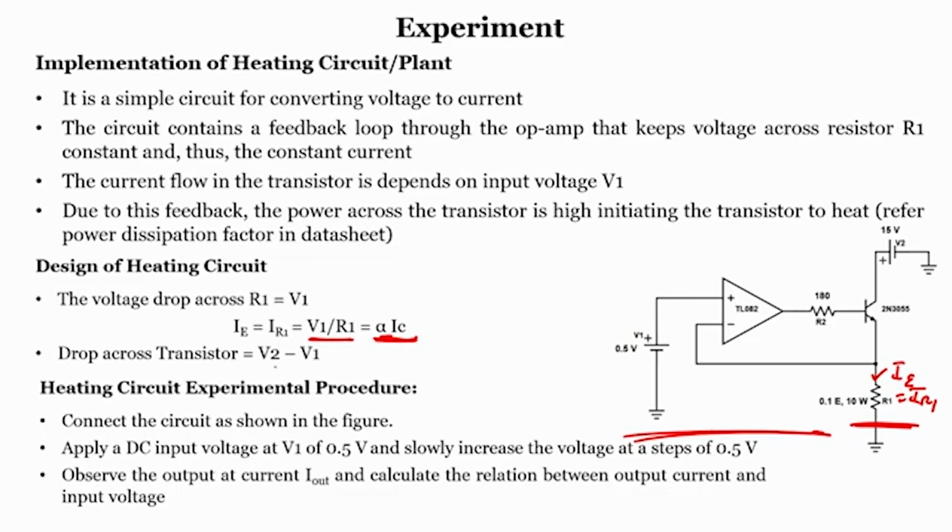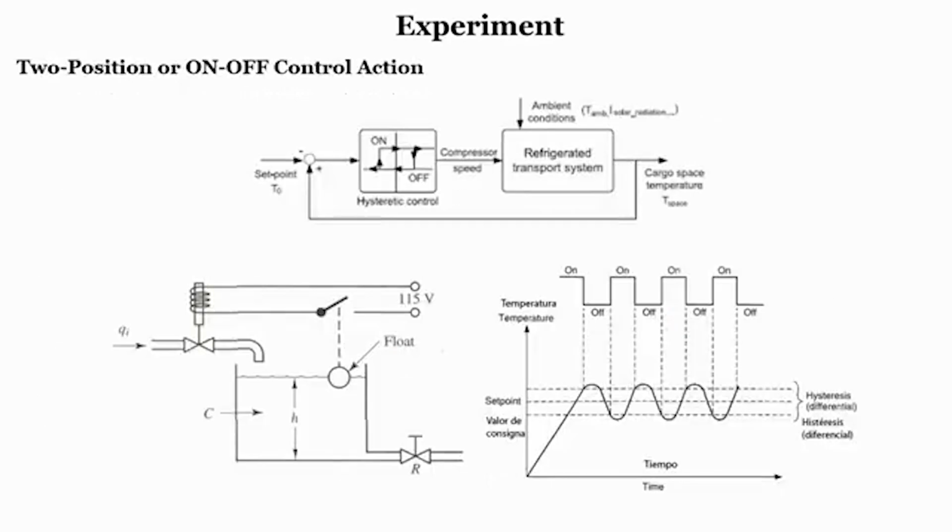Now, the drop across the transistor is nothing but V2 minus V1. So, that will be the drop across the transistor. For the heating circuit, the experimental procedure is to connect the circuit as shown in the figure, and apply a DC input voltage V1, 0.5 volts, and slowly increase the voltage in steps of 0.5 volts. For that, we observe the output current I out and calculate the relation between output current and input voltage. That is the procedure for the experimental part.